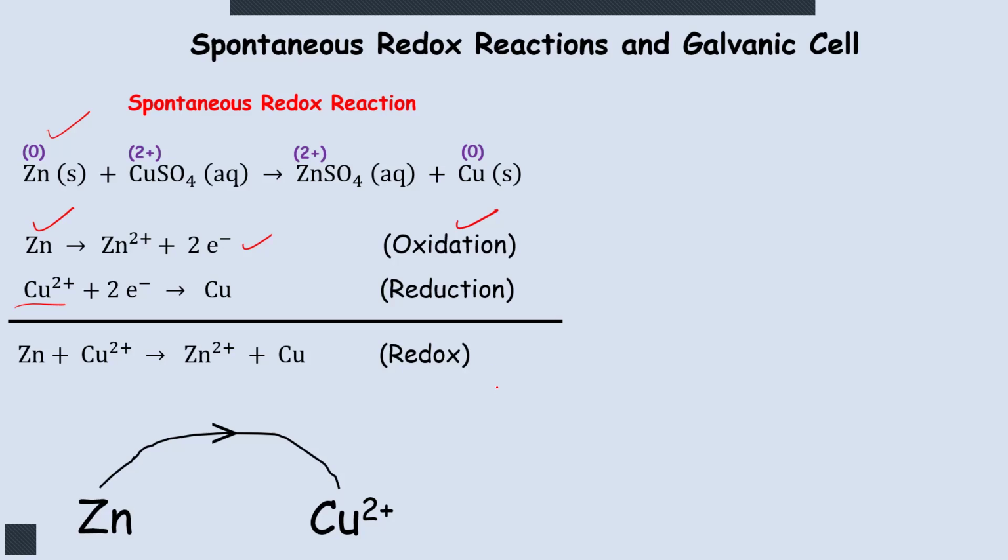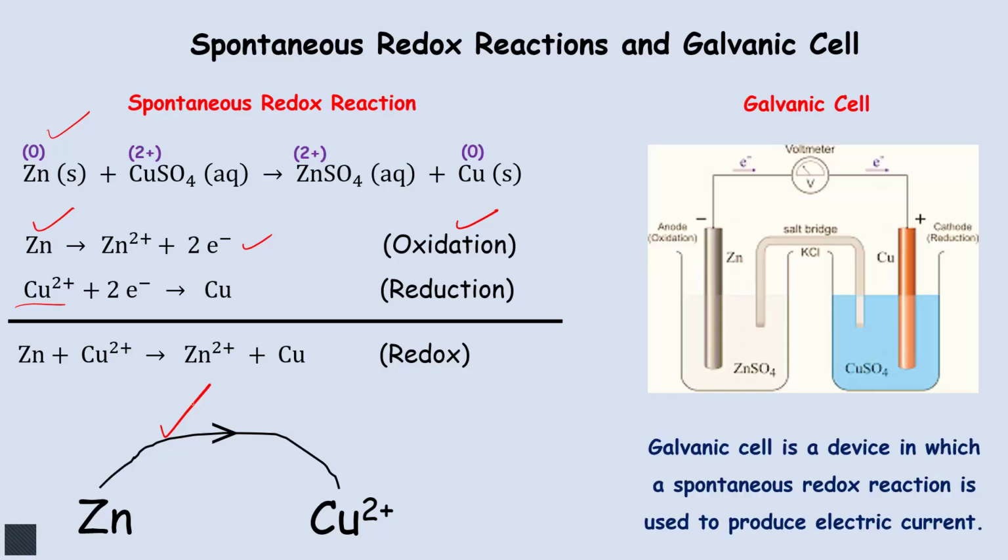Now, what if we can make this transfer of electrons from zinc to copper 2 plus happen through a metal wire? Then we would be generating electric current. Okay, then how to do this? This is possible in what is known as a galvanic cell. So this is one illustration example of a galvanic cell.